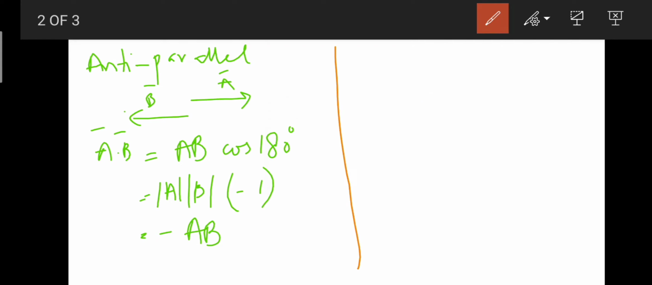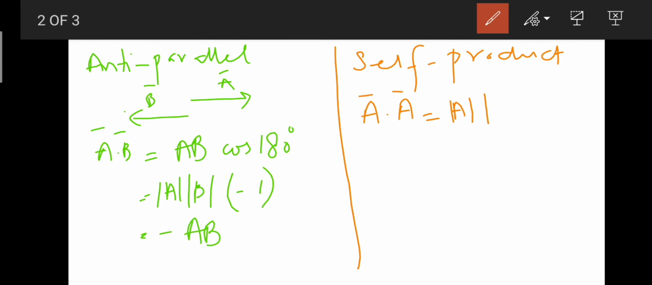Now coming towards the self product, this is going to be the sixth characteristic. If I've been asked to take the product between A and A, definitely this would be exactly like the parallel vectors. Magnitude of A, magnitude of again A, and the angle between A and A would definitely be equal to 0 degrees. So in this case we observe A square into 1, so the self product is equal to the square of the magnitude of the vector.